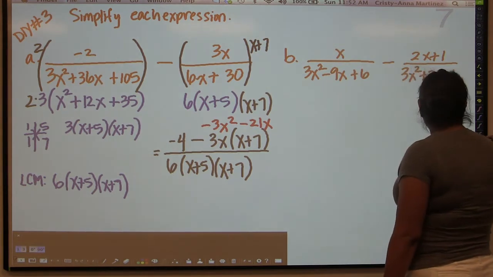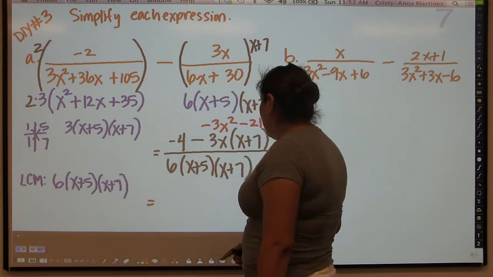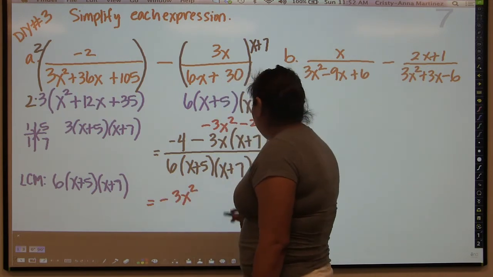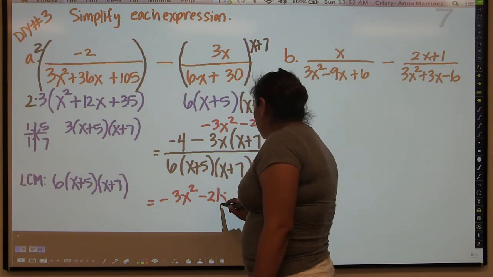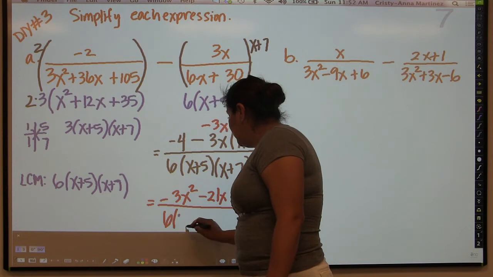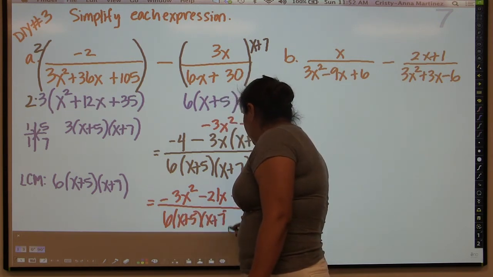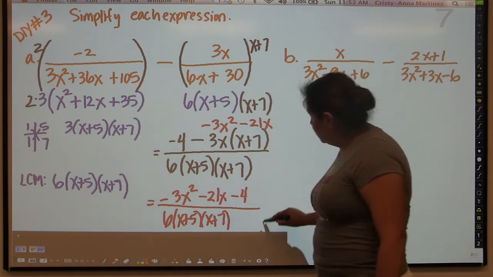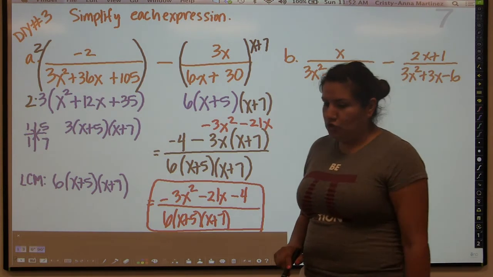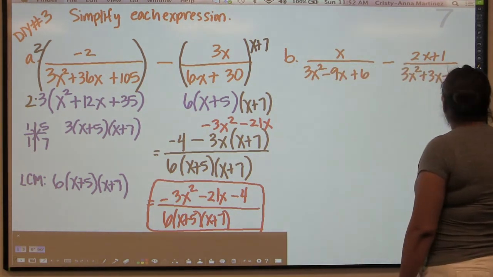So to write this in our simplified form, in standard form, we want to put the x squared first. So we're going to get negative 3x squared minus 21x minus the 4, all divided by our common denominator, 6 times x plus 5 times x plus 7. Awesome. So that will be our answer for part A. And now we will do part B over here in much the same way.